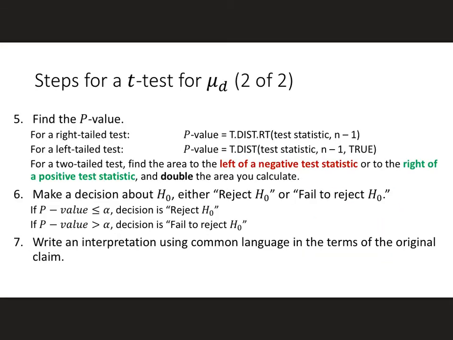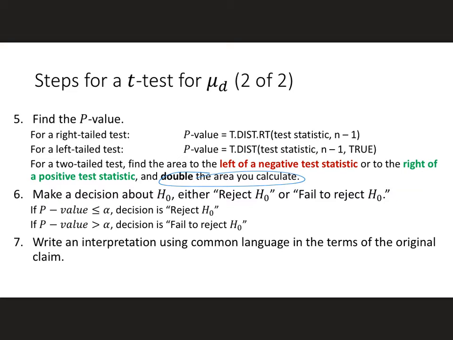Then you find your p-value. Remember, for a right-tailed test, you're going to use t.dist.rt. For a left-tailed test, you're going to use t.dist. And for a two-tailed test, if it is a negative test statistic, you'll do your left tail. If it's a positive test statistic, you'll do the right tail, and then make sure you always double the area that you calculate.